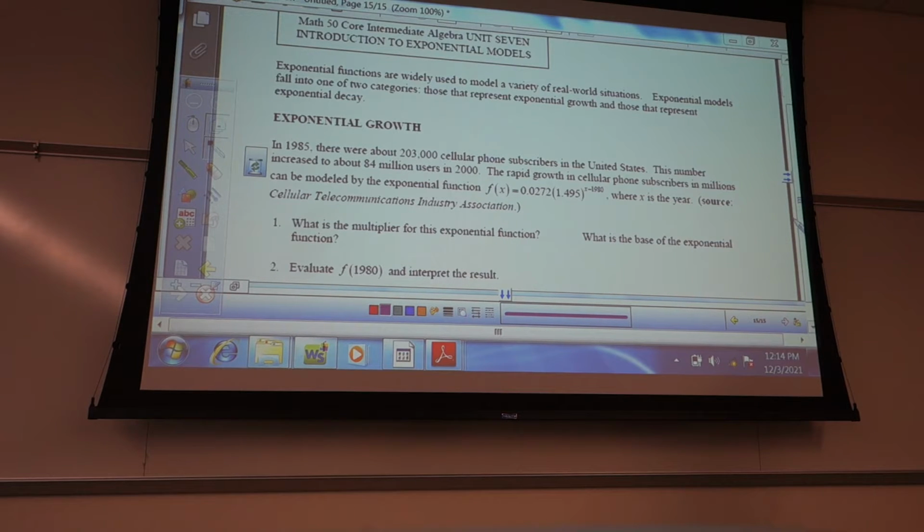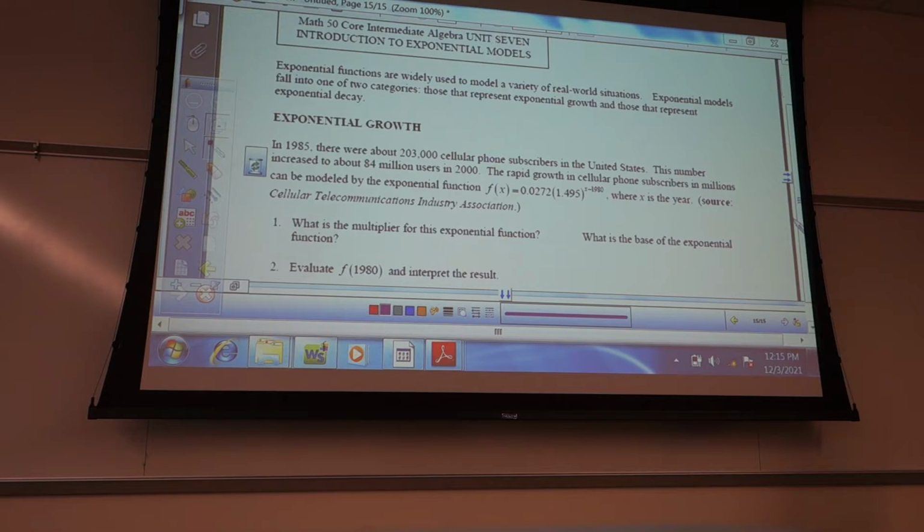Eric, read for me. Exponential functions are widely used to model a variety of real-world situations. Exponential models fall under one of two categories: those that represent exponential growth and those that represent exponential decay. Exponential growth. In 1985, there were about 203,000 cellular phone subscribers in the United States. This number increased to about 84 million users in 2000.